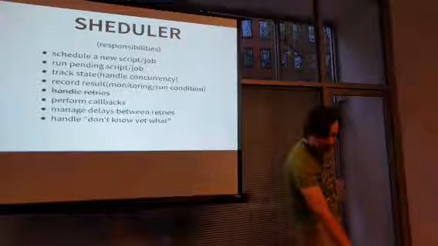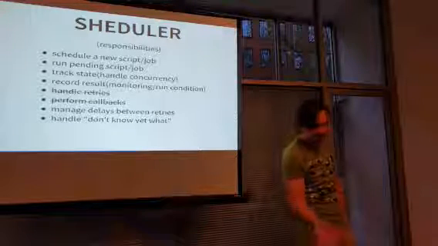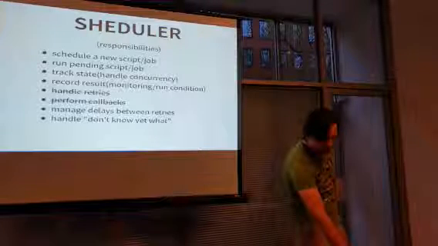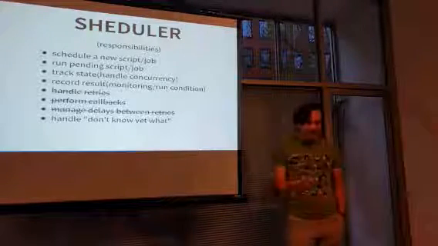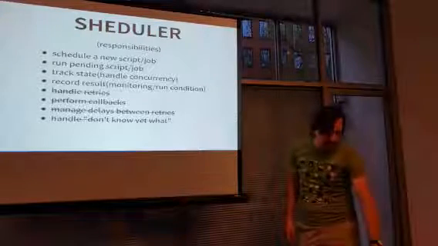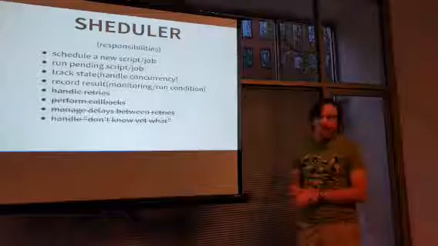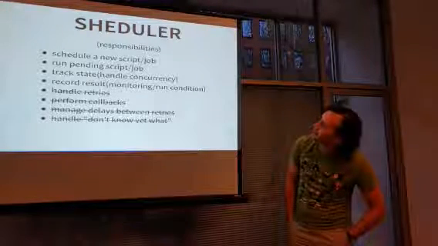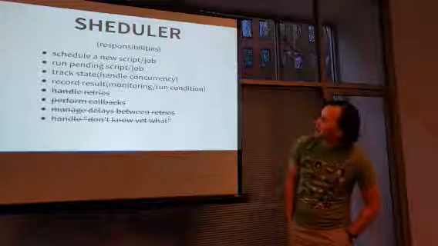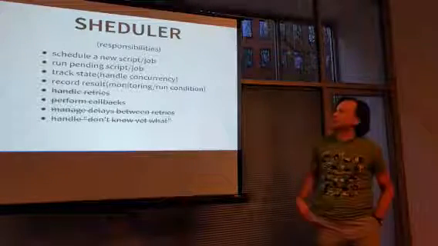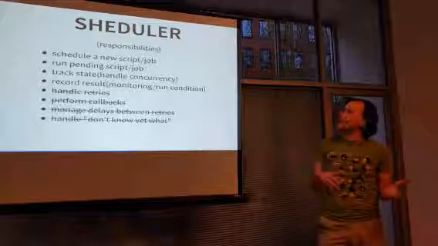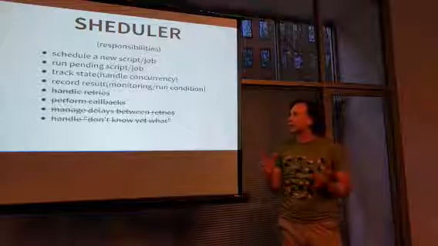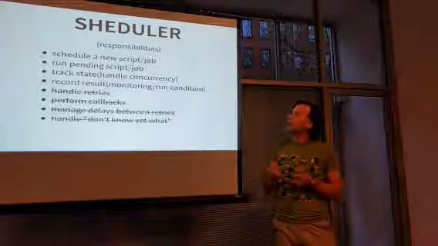So I tried to get rid of handling retries and performing callbacks. Again, that doesn't seem the right place for that particular task. Managing delays between retries automatically falls away, and handling I don't know yet what goes away as well. So we're left with only a quite reasonable amount of responsibilities: just schedule a new thing, run that thing, track state, and record results, which seems reasonable and fits into a relatively small list.